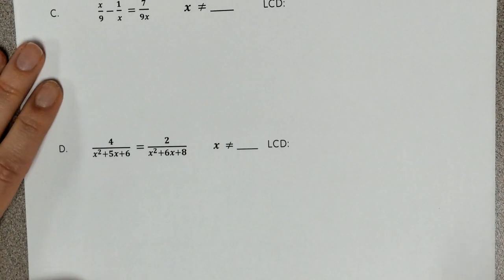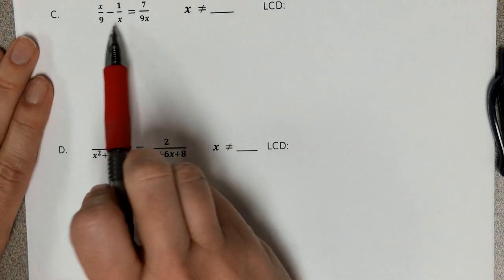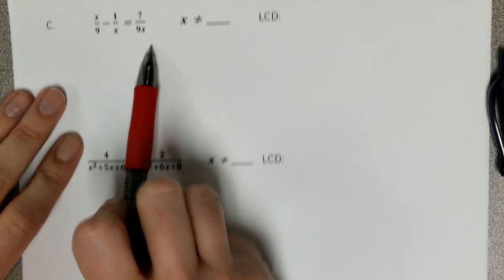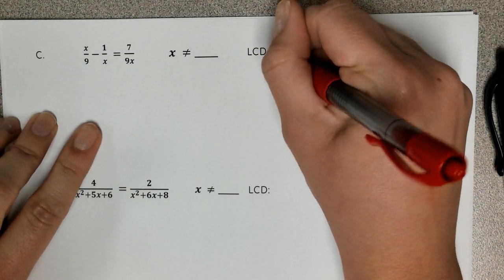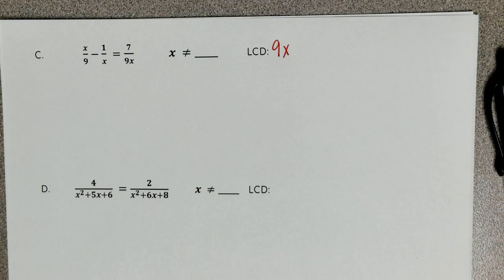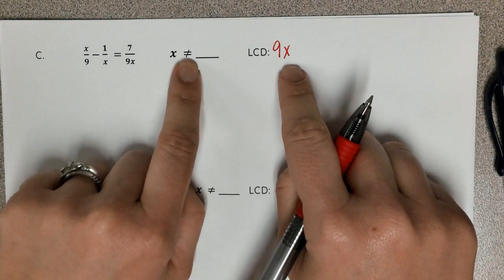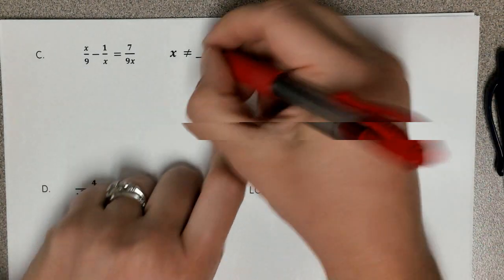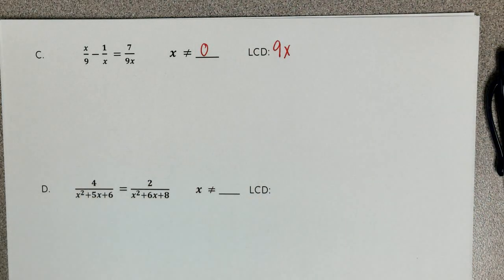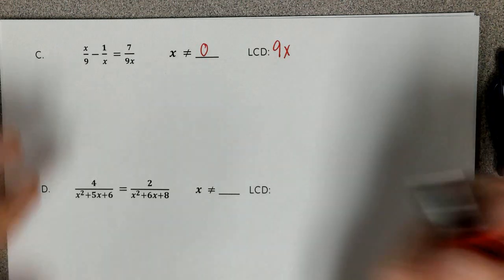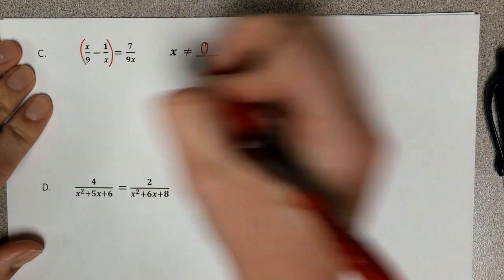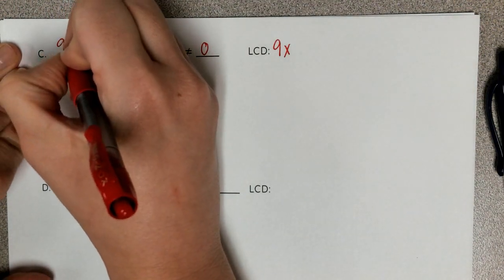Letter C. Okay. Check if I can factor my denominators, and I just see 9 and x. So I know that my LCD is 9 times x. Restriction, x cannot equal 0, because then we'd have 0 in the denominator. Okay, multiply both sides by 9x.